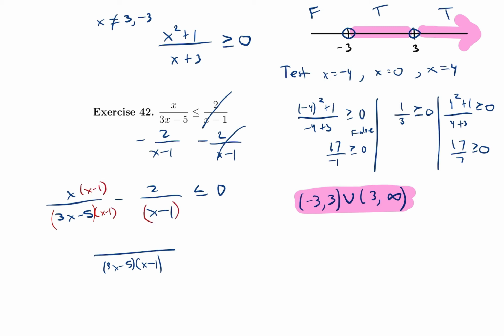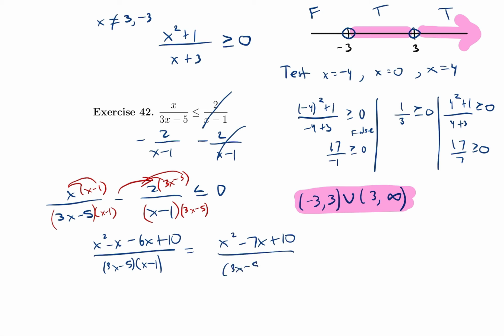And over here we multiply this one by 3x minus 5, 3x minus 5. So now if you distribute and combine like terms, don't forget to also distribute the negative, we end up with x squared minus x minus 6x plus 10. Combining like terms gives us x squared minus 7x plus 10 over 3x minus 5, x minus 1, less than or equal to 0. And now we can factor this numerator.